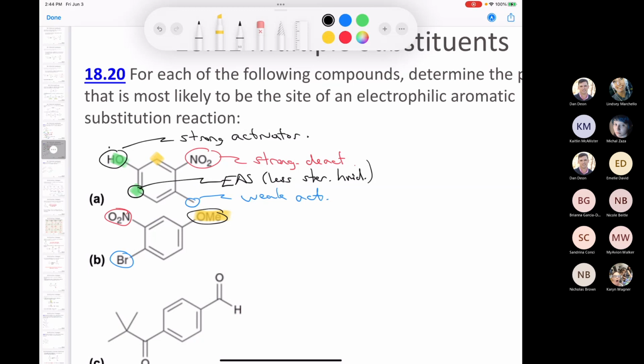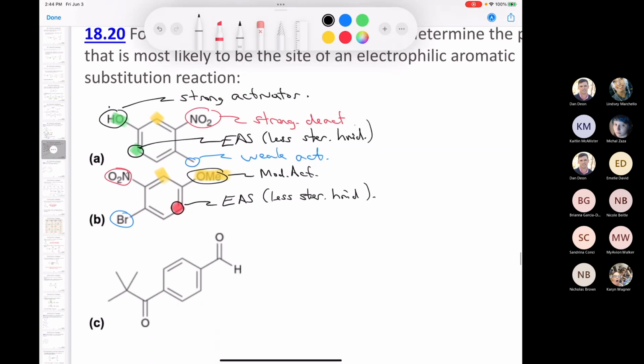But anyhow, in the table, it's a moderate activator. Okay, we'll call it a strong moderate activator. Whereas both of these are deactivators, so let's not even worry about those. So that means it's going to direct to the ortho and para positions. Its para position is blocked. We've got this ortho, and then we've got this ortho. Well, it's going to direct where the red carbon is because of the same reason that we saw before. The electrophilic aromatic substitution will occur here because it's less sterically hindered. All right. And what about the last one?